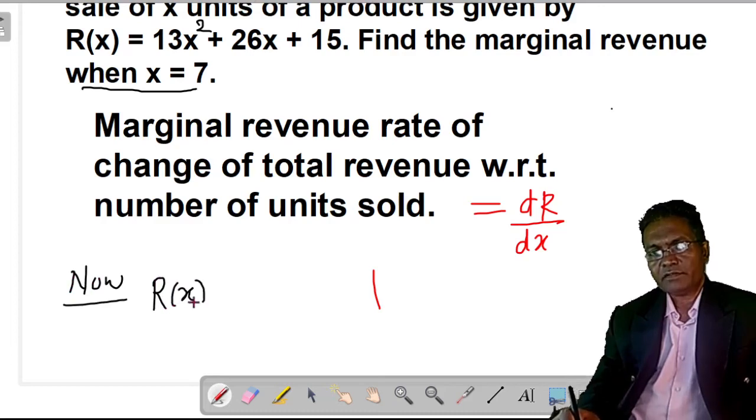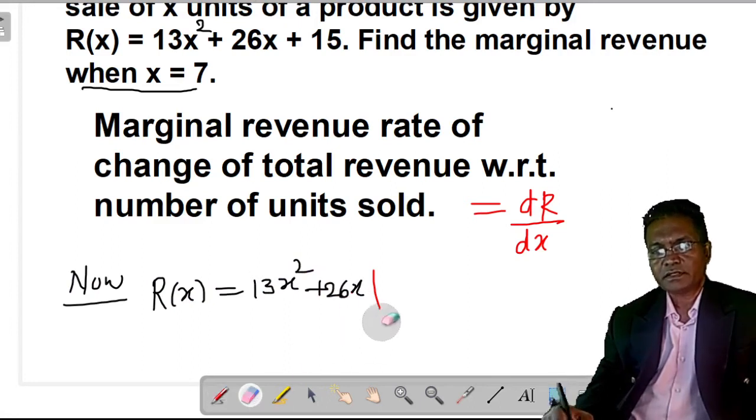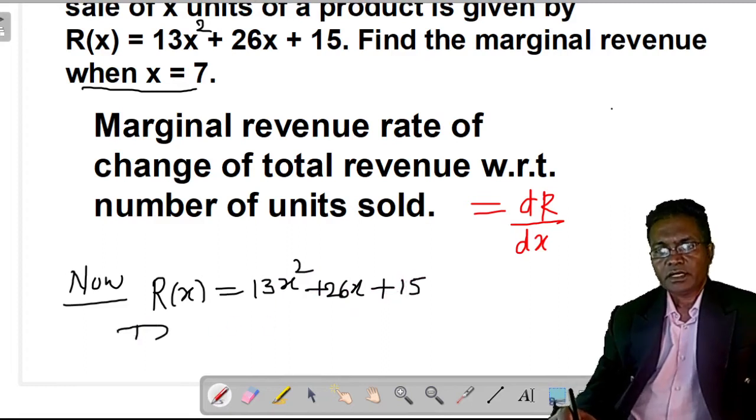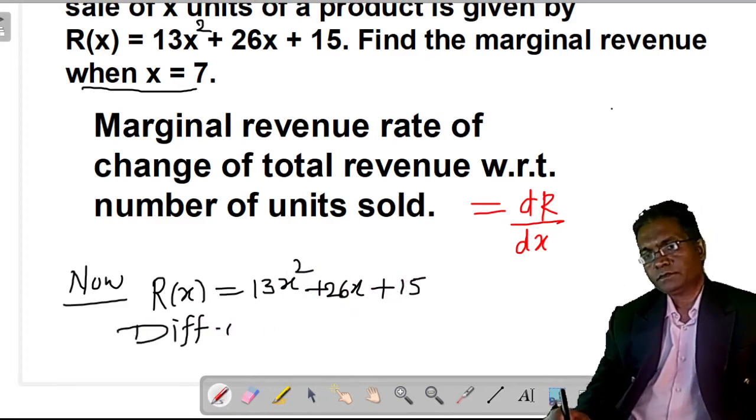So your r of x is 13x square plus 26x plus 15. Differentiate with respect to x.